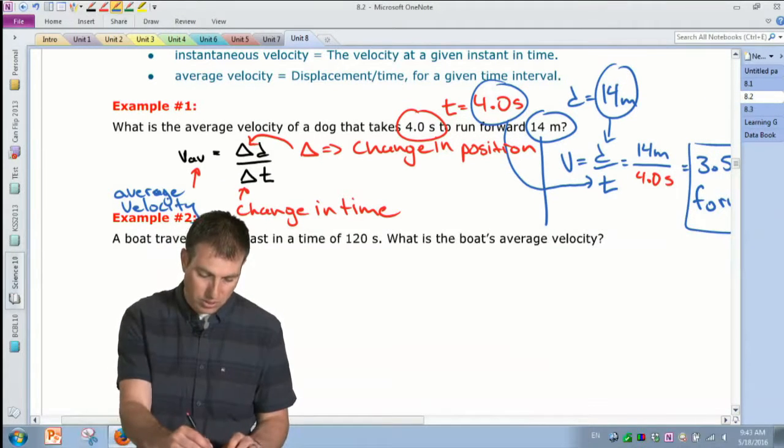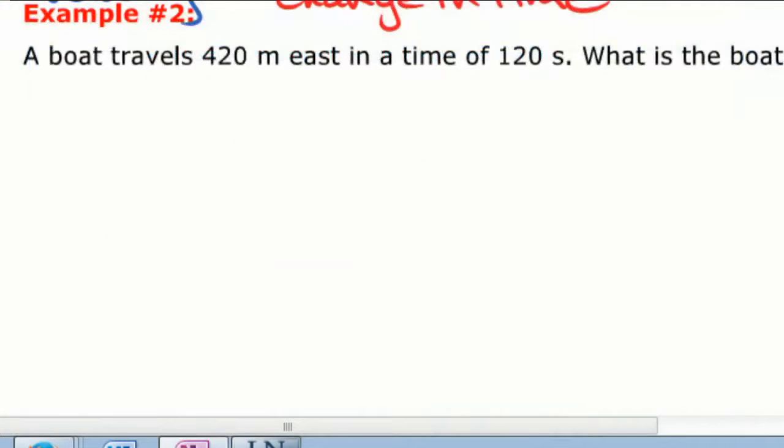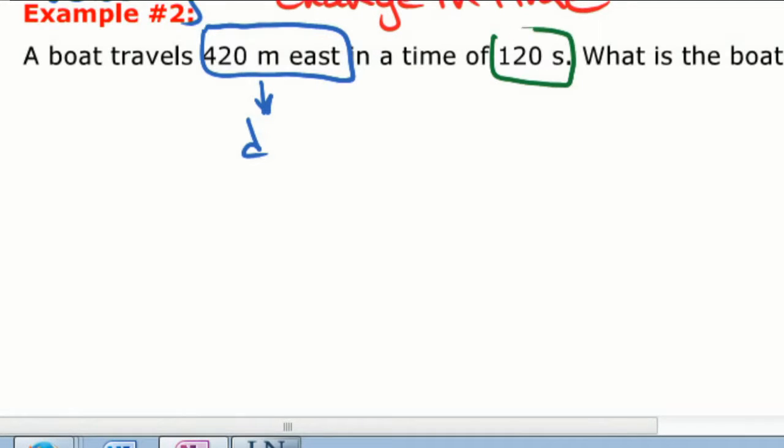That's what I'm going to do, and it's a really great way to think about physics problems. I have this 420 meters east, and I need to think about what that represents. In this case, 420 meters east is going to be my distance, or the letter D. Then I have 120 seconds. That's how long it took. 120 seconds is going to give me a T for time.